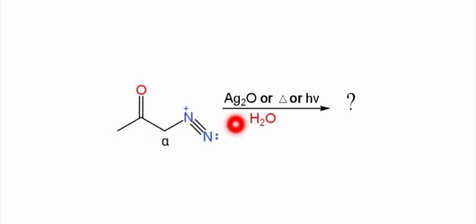Okay. So we treat our alpha diazoketone with silver oxide, heat or light, which gives us carbene, and then that carbene undergoes rearrangement to form a ketene. So let us solve this example so that you can understand what is Wolff rearrangement.